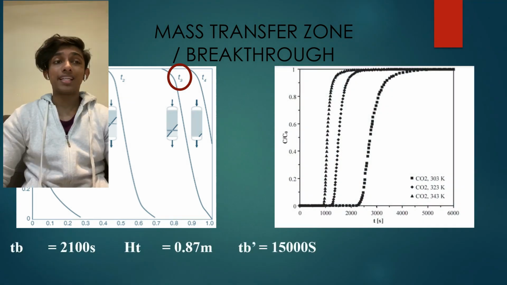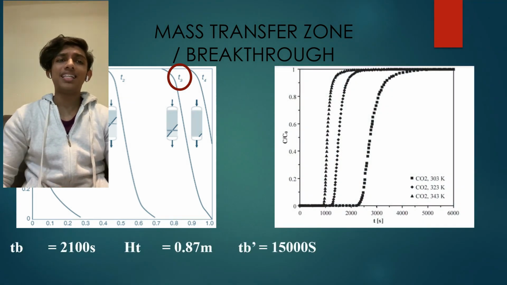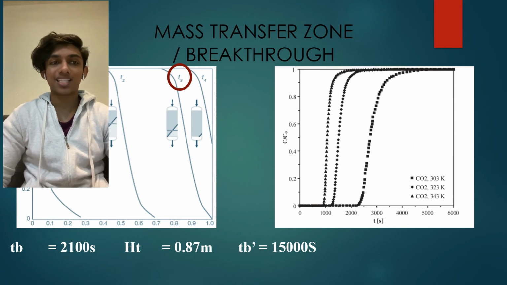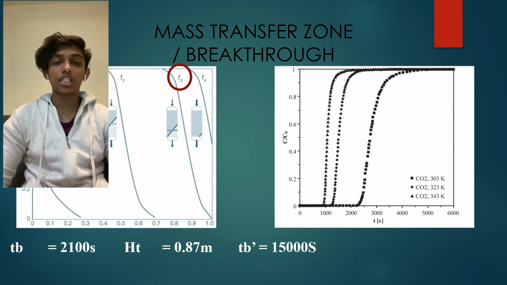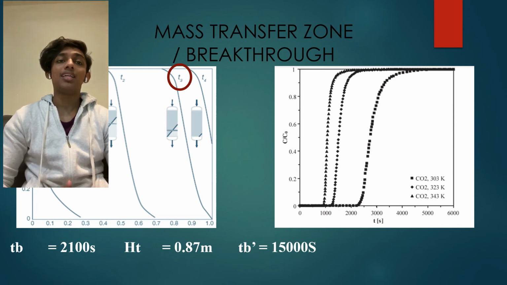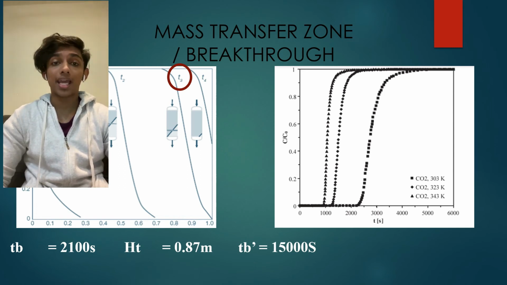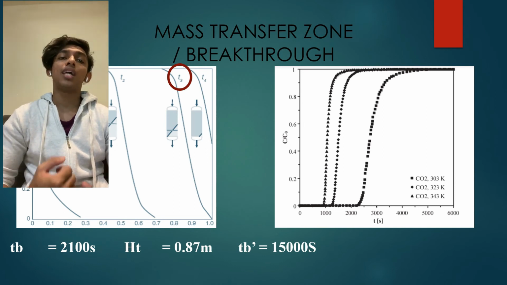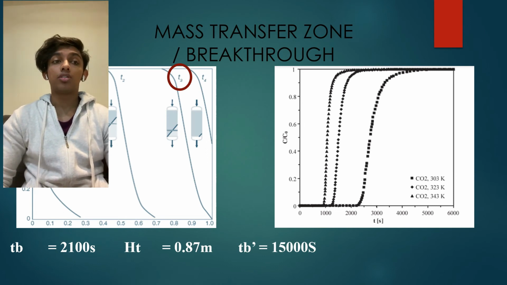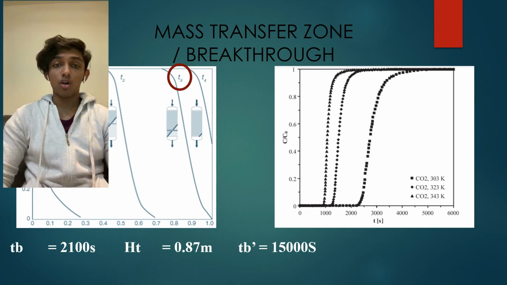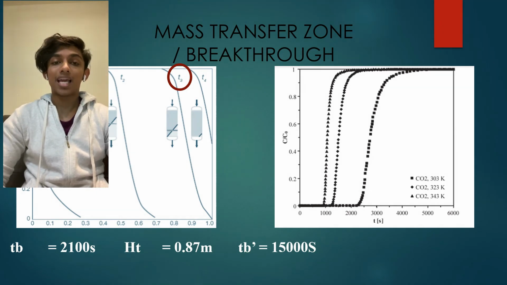Based on the breakthrough curve on the right, there is certain information obtained. The breakthrough time is 2100 seconds. The total time recorded is 2600 seconds. The height is stated from an article to be 0.87 meter, whereas the unused bed height is 0.19 meter. In order to find the height of the tower, we need the new breakthrough time, which is recorded to be 15,000 seconds. Therefore, the new height can be calculated and it is recorded to be 4.96 meter.